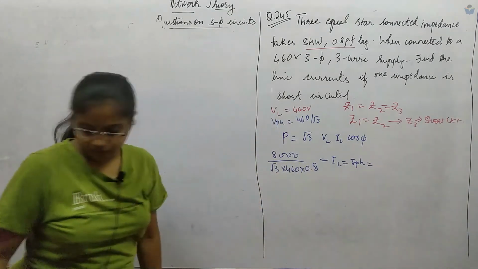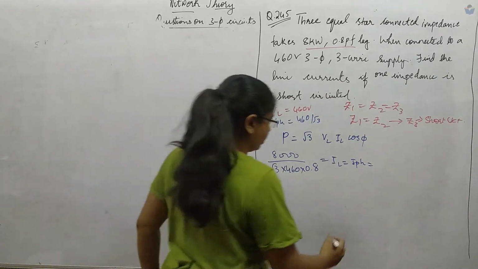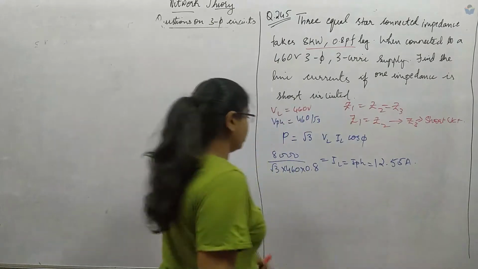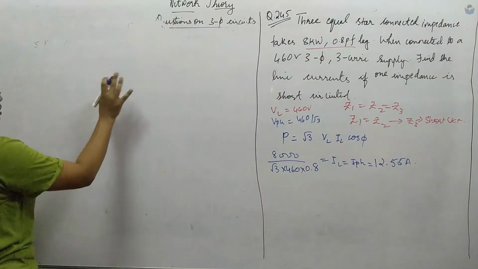So I have the answer for this one. It is 12.55 amperes. Okay, till here it is clear. Now we will draw the 3-phase circuit.